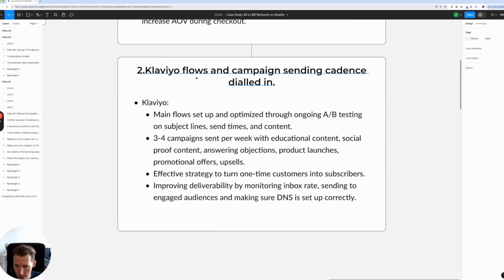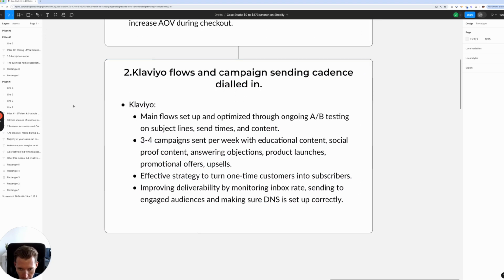And the second thing here is that Klaviyo flows and campaign sending cadence were dialed in. So with Klaviyo, main flows are set up and optimized with ongoing A/B testing on subject lines, send times, and content. We had 3 to 4 campaigns sent per week with educational content, social proof, answering objections, product launches, promotional offers, upsells, everything, right? We had really diversified content. And we were A/B testing within the content itself to increase CTR.